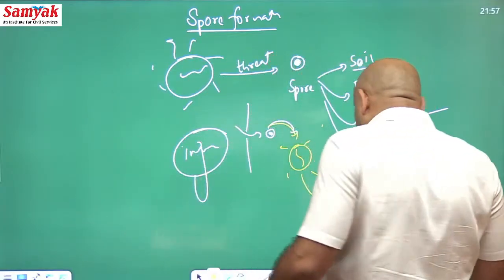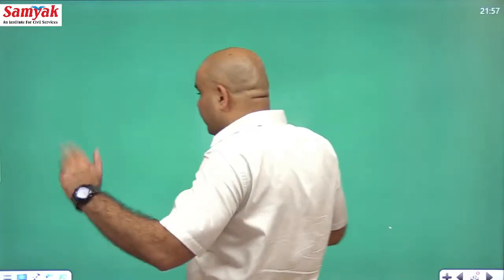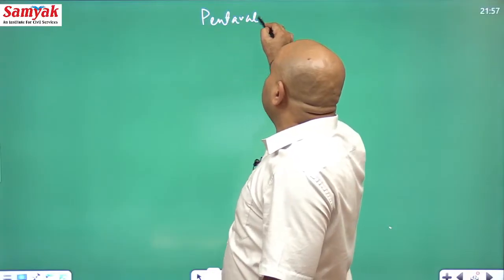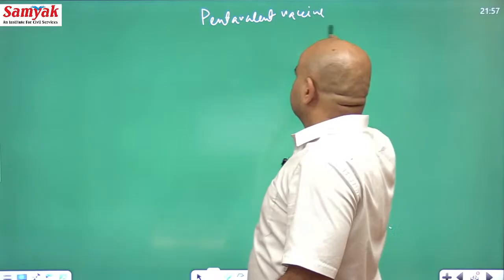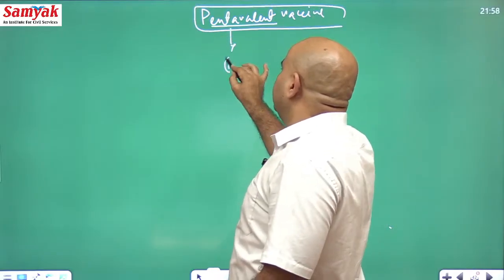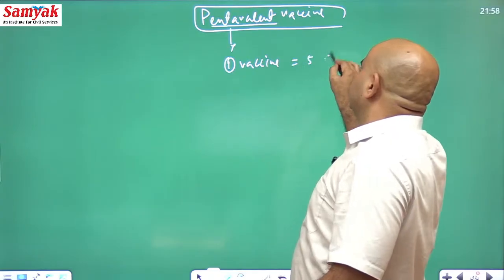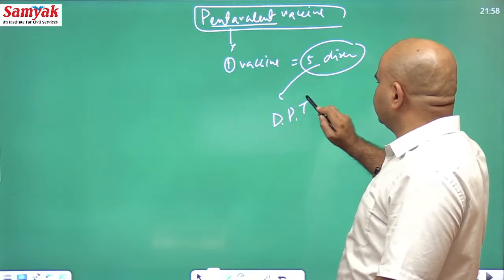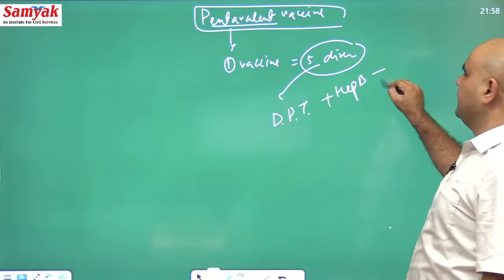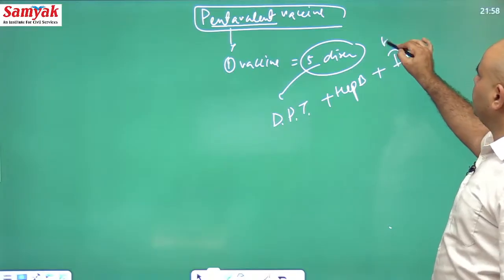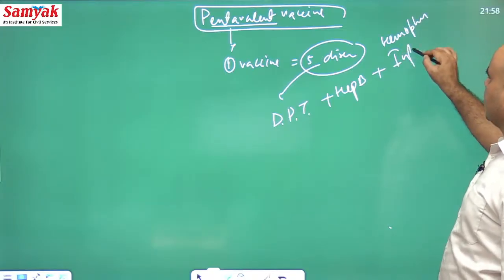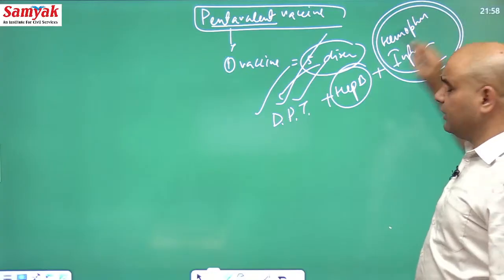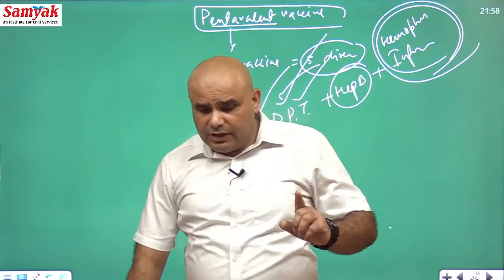Now, nowadays we have made one development in the vaccination schedule of India. What is that development? Remember that we have introduced pentavalent vaccines. A pentavalent vaccine is one vaccine for 5 diseases. The 5 diseases are DPT, that is diphtheria, pertussis, tetanus, plus Hep B, hepatitis B, plus Haemophilus influenzae. Always remember, these are bacterial diseases, this is bacterial, this is a viral disease, and this is again a viral disease.